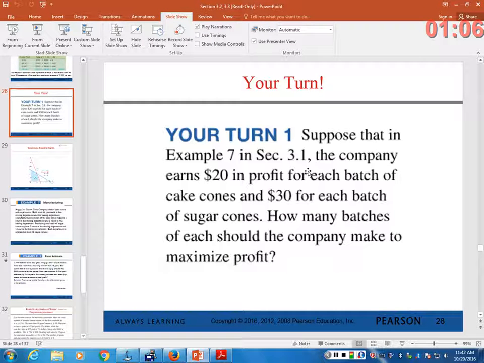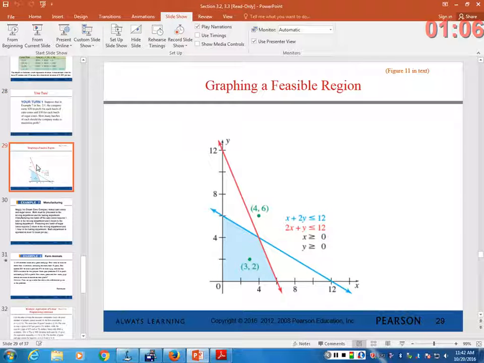So if you go back to that, and suppose that the company earns 20 in profit for every batch of cake cones and 30 for every batch of sugar cones, how many batches of each one should the company make to maximize their profit? This is the graph we already had. Our corner points are 6, 0, and 0, 6, and whatever that is. We didn't find what that corner point was. So we're going to need to find the corner point.